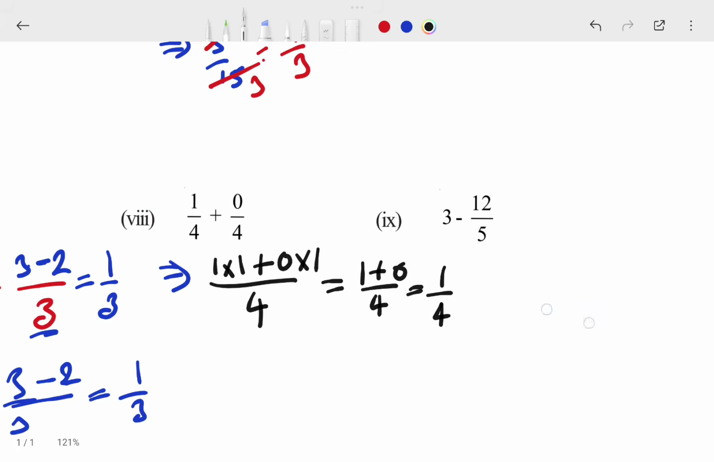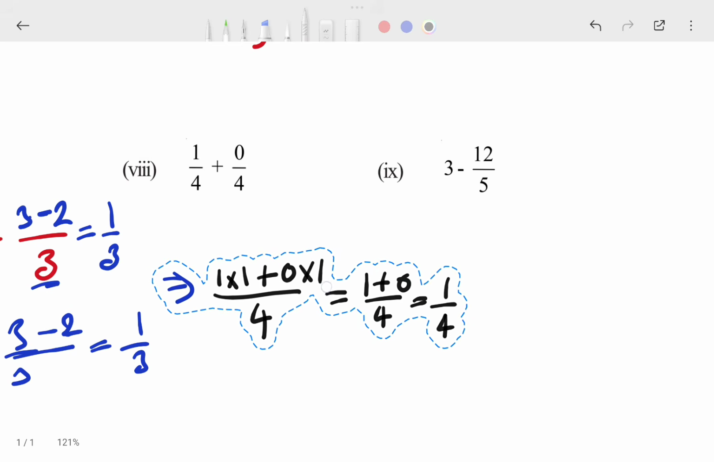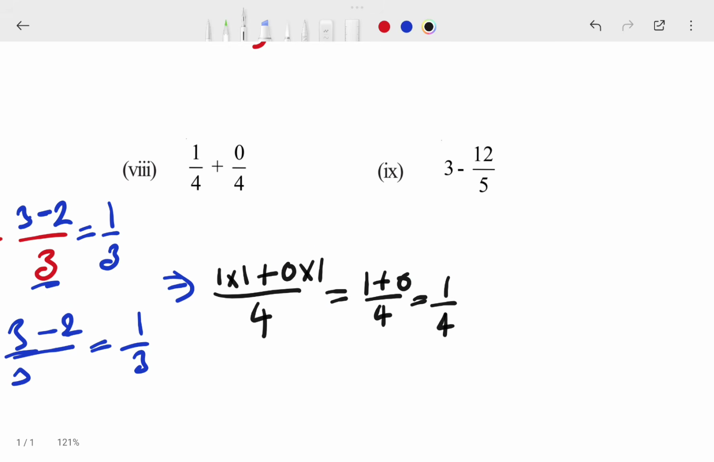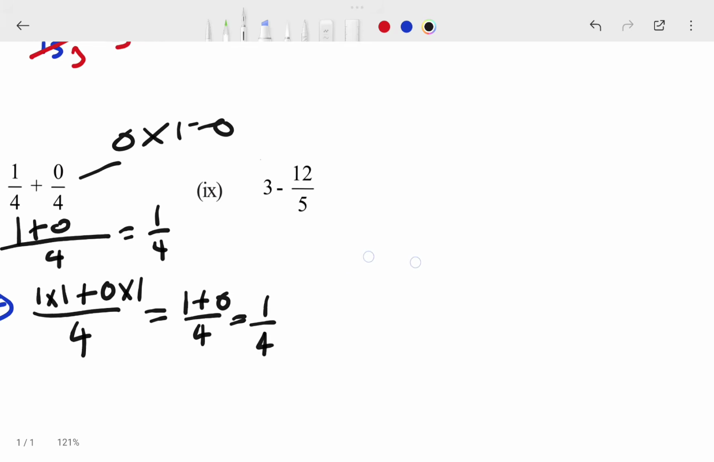Simple. But how can I do this one? That question, I will do simply like that one. I take the LCM 4. Simply it is 4. In the 4 table, 4 is how many times? 1 time. 1 into 1, that's 1, plus. In the 4 table, 4 is how many times? 1 time. So 0 into 1, that's always 0. So the answer is 1 by 4. Both are the same. You can do like that or otherwise like that.